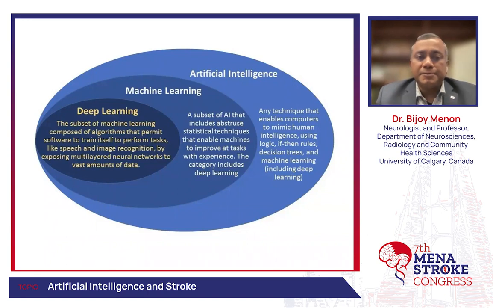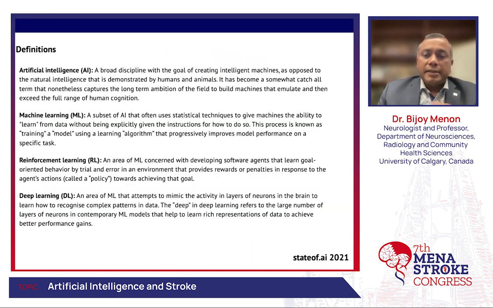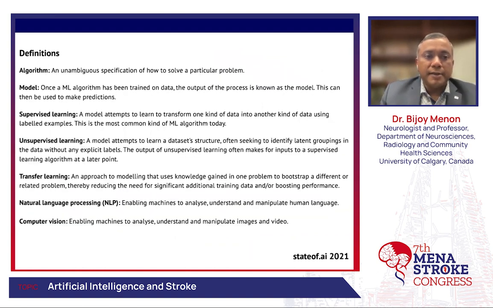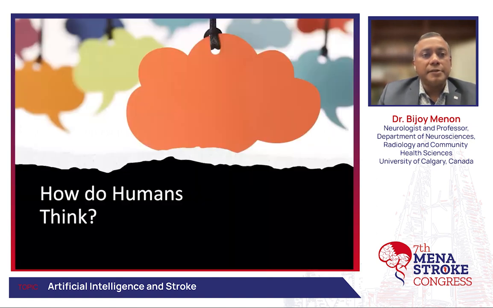And then deep learning is a subset of machine learning that permits software to identify and perform tasks like speech or image recognition by exposing multi-layered neural networks to vast amounts of data. Here are some definitions. I won't go through them in detail. I just want to let you know what supervised learning versus unsupervised learning is. Supervised learning is when we train our algorithms using data that is annotated. Computer vision is what we do to manipulate and analyze images.